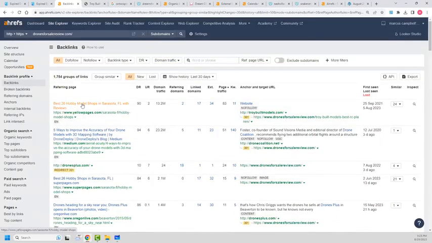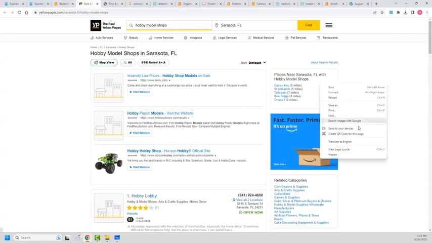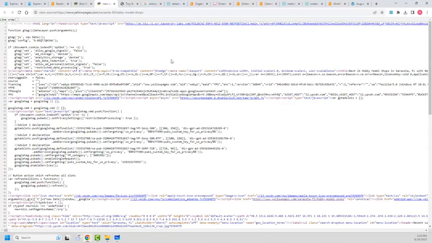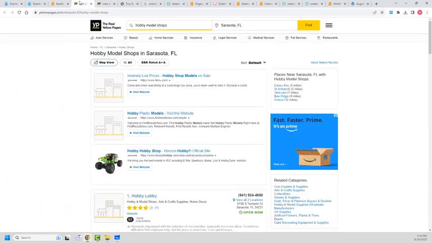So if I go to yellowpages.com, okay, so the backlink is from here, but let's actually see if it's there. We'll do view source and we'll do review. Drones for Sale Review.com. Okay, so there he is there with a no follow. There he is there. Looks like that's a follow. So that's weird. My guess is he probably swapped out links.